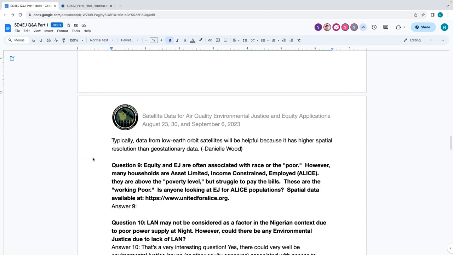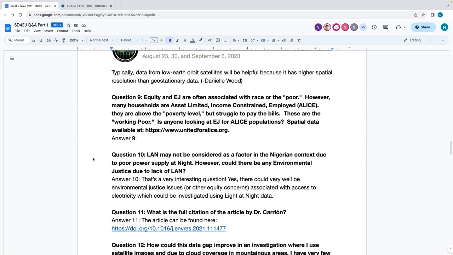Okay, question 9. Equity and environmental justice are often associated with race or the poor. However, many households are asset limited, income constrained, employed, or ALICE. They are above the poverty level but struggle to pay the bills. These are the working poor. Is anyone looking at environmental justice issues for ALICE populations? Would any of our panelists like to weigh in on any studies they might know, potentially Tanya or Ufoma?